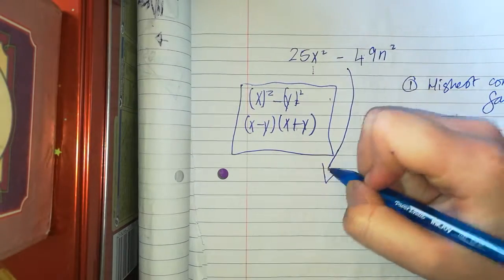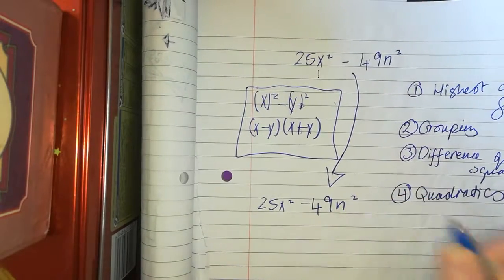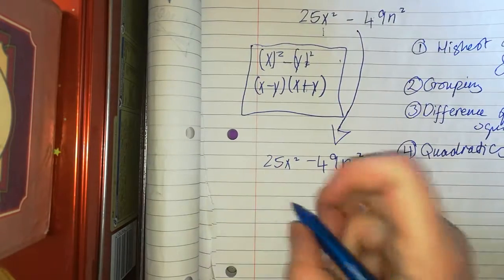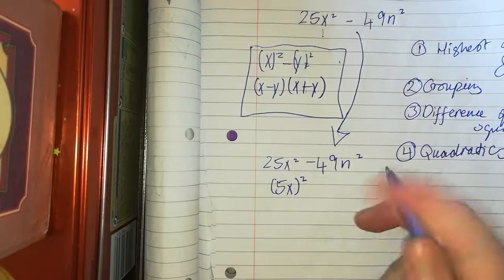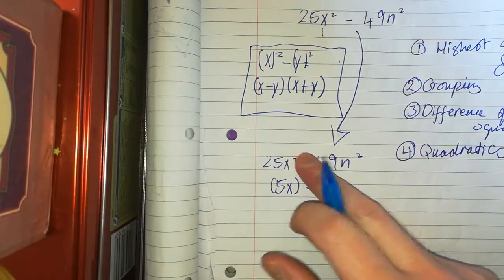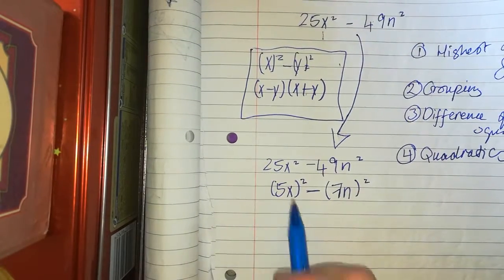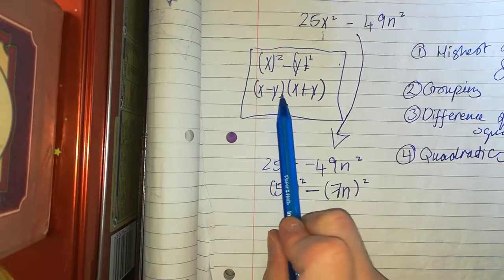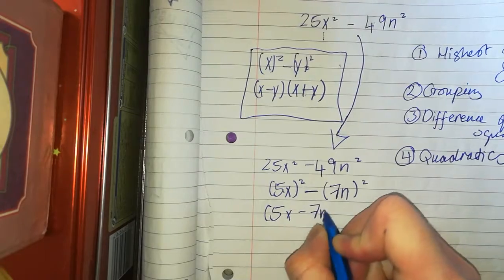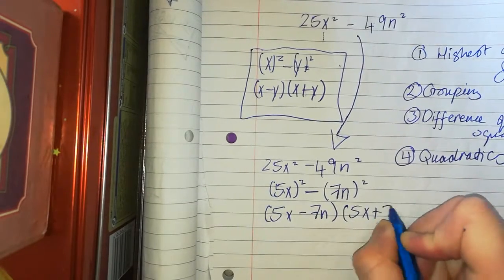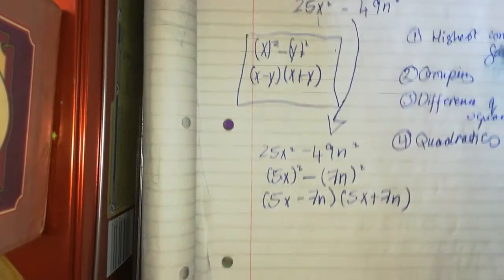But our question here isn't actually written yet as one thing all squared minus another thing all squared, but we can write it like that. We can write 25x squared as 5x all squared, and 49n squared as 7n all squared, with the minus just staying there. So now we have one thing squared minus another, which is the first thing minus the second thing, and the first thing plus the second thing. So that's 5x minus 7n, and then 5x plus 7n. That's factorized as much as it will go.